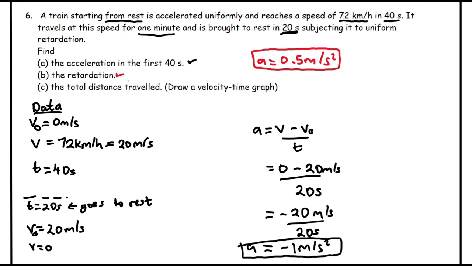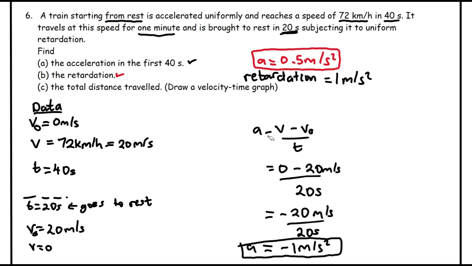Now, the question is asking us for retardation. Retardation is positive 1 meter per square second because retardation entails negative acceleration. So in that case, it will just be 1 meter per square second.